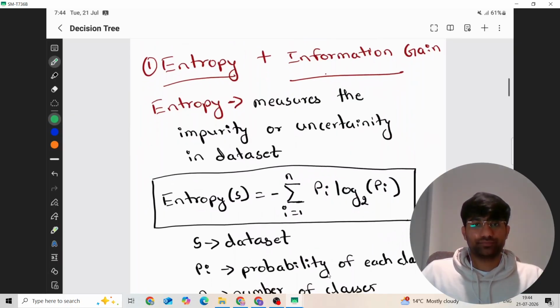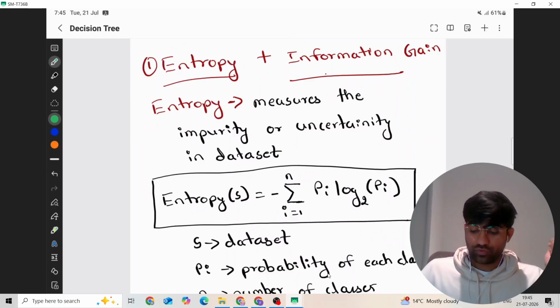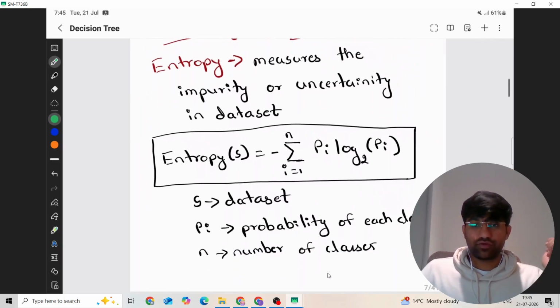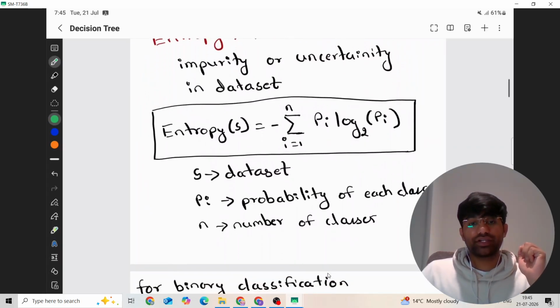What is entropy? Entropy measures the impurity or the uncertainty in the data. It checks the impurity of the node, checks the impurity of the data. And the formula for the entropy is: entropy of S is equal to minus summation i equal to 1 to n, probability of i log to the base 2 probability of i. S is the data set, the complete data set. It will check the impurity of the complete data set. And Pi is the probability of each class.